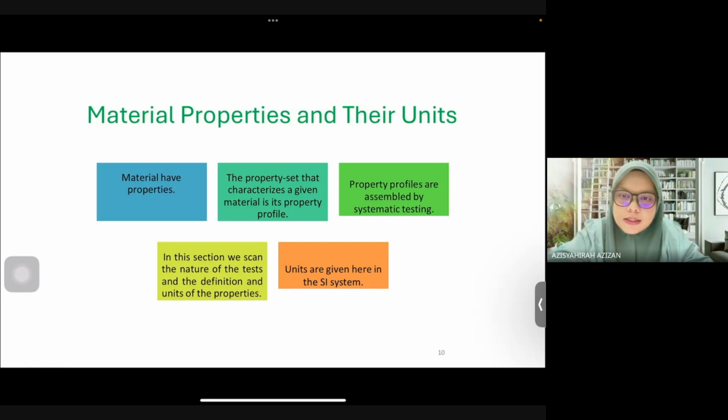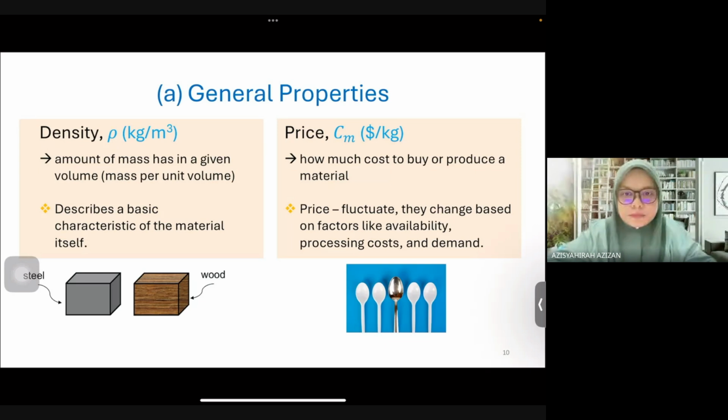So the properties are measured. Those properties were measured using standard units. Typically, we use the SI units. What is an SI unit? What are the examples that you know? Examples of SI units are meter, kilogram, so that it is a standard. Okay. These are the general properties.